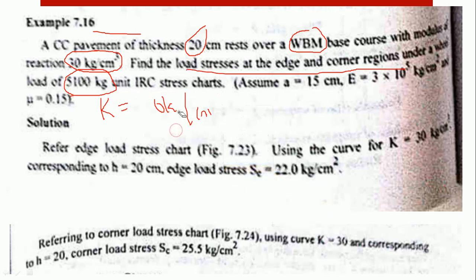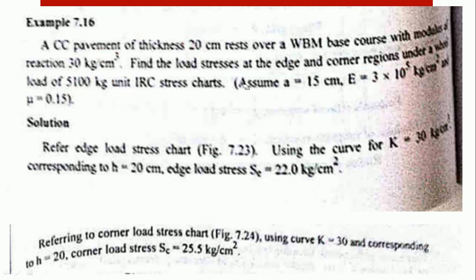Here you need to use the IRC charts to find out the stresses at the edge as well as the corner. In the given problem, what you need to concentrate on is the thickness of the pavement, that is the H value, and the modulus of subgrade reaction, 30 kg per centimeter cube, the K value. If H and K are known, you can easily find out the stresses at the edge as well as the corner using the chart. Other things like A and E, the modulus of elasticity, are given, but they are not necessary since you are referring to the chart.